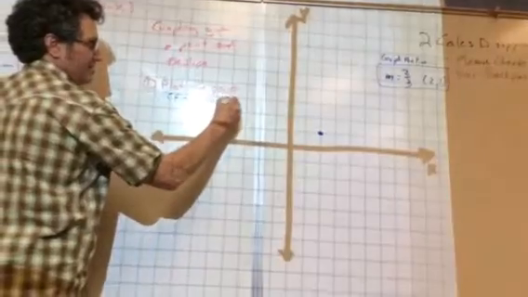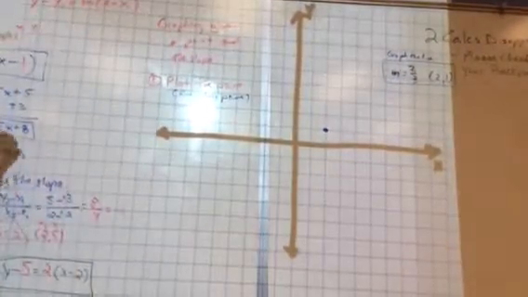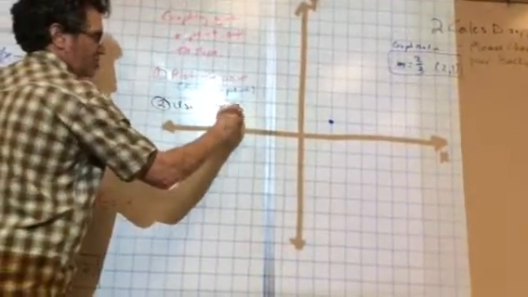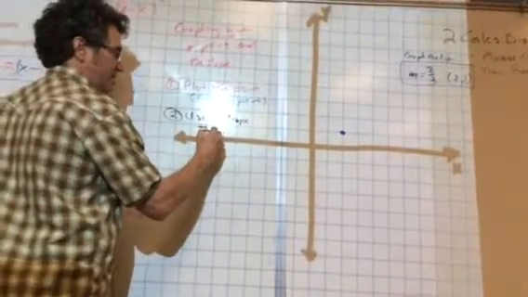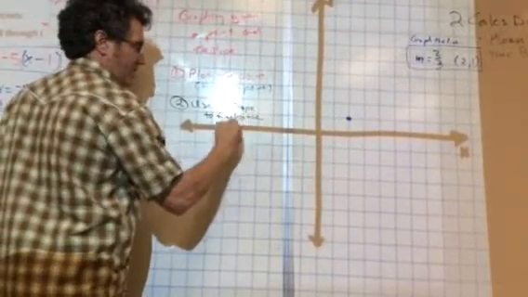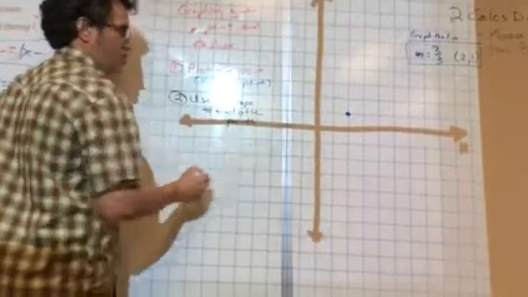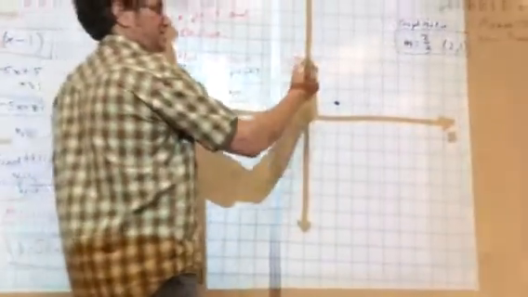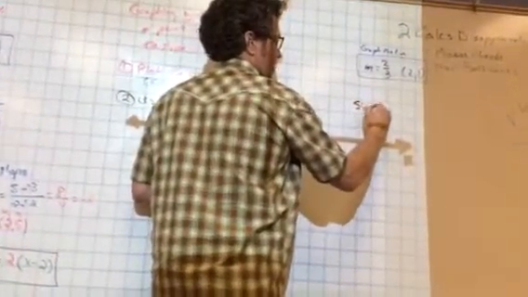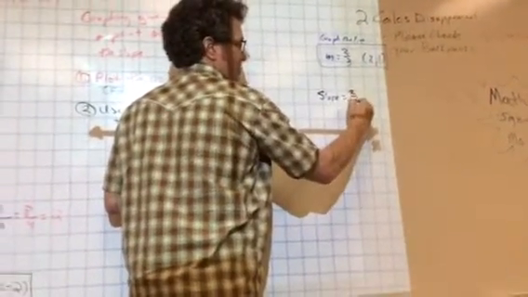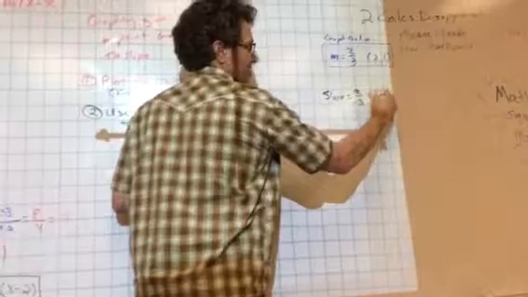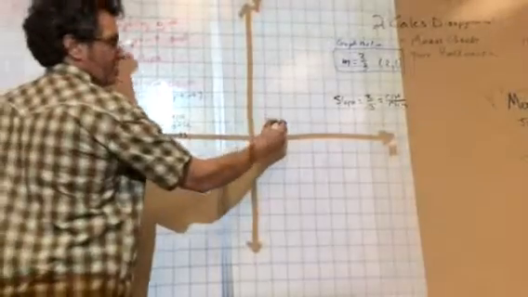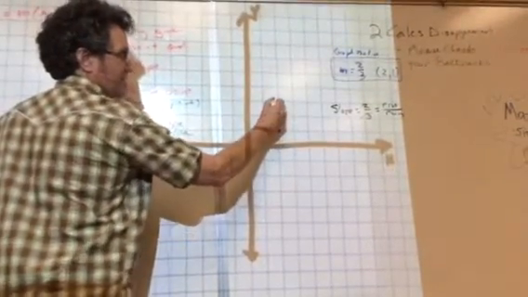Then, and this is important, from this point, number 2, use the slope to find other points. Now, the slope is the steepness of the line. And the slope in this case, we know the slope equals 2/3, which is the rise over the run. So from this point, we're going to go up 2 and over 3.